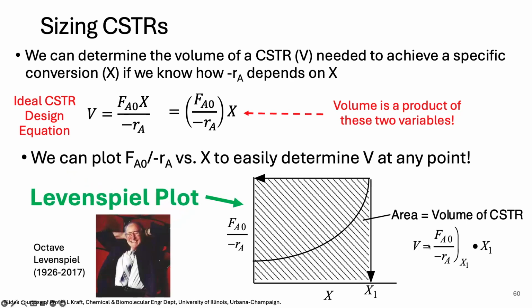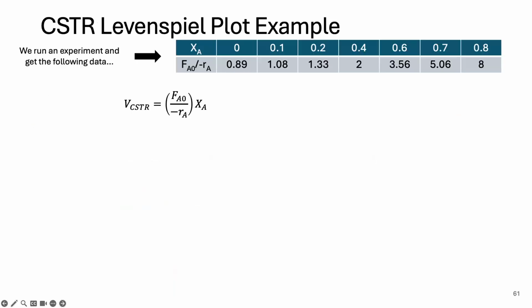This type of approach we call a Levenspiel plot, named after a chemical engineer, Octave Levenspiel. Let's look at an example and see if this makes a bit more sense. Here we have some experimental data that shows how FA naught over negative RA is changing as a function of conversion. We can see that as conversion is increasing, so too is this value, most likely because our reaction rate is decreasing as our reactants are being consumed.